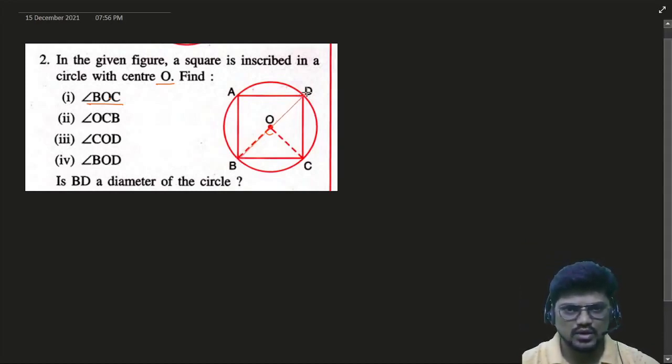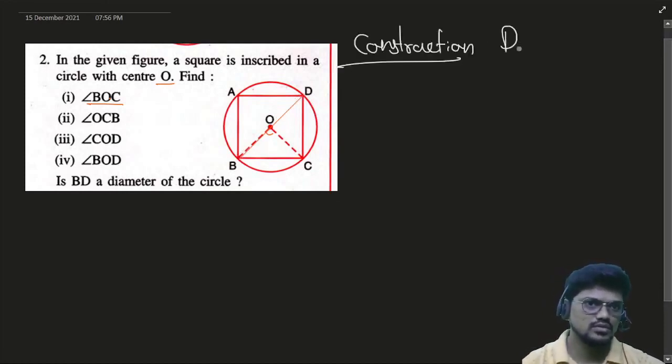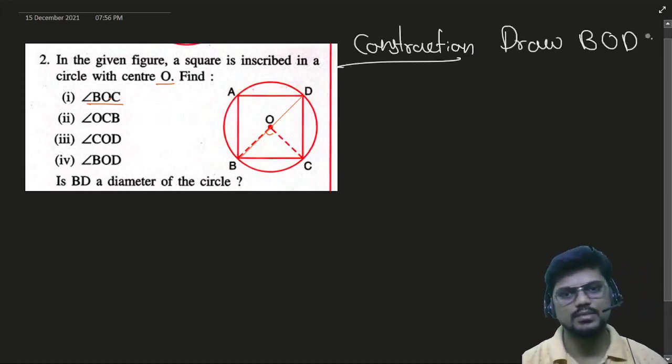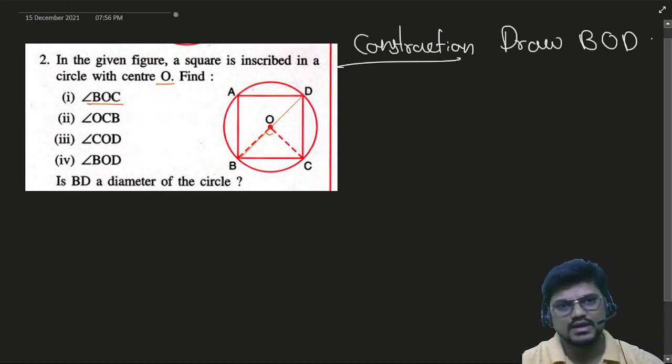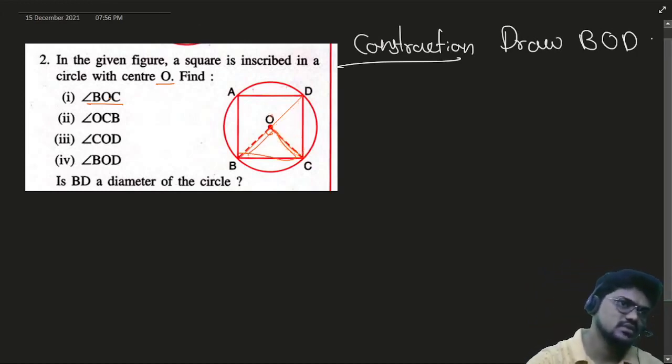from B to O and which is touching D, okay, draw. We'll do some construction in this. Draw BOD. If you draw triangle BOD, we can prove that the two triangles are congruent. This triangle and this triangle are congruent. Yeah, how can we say?